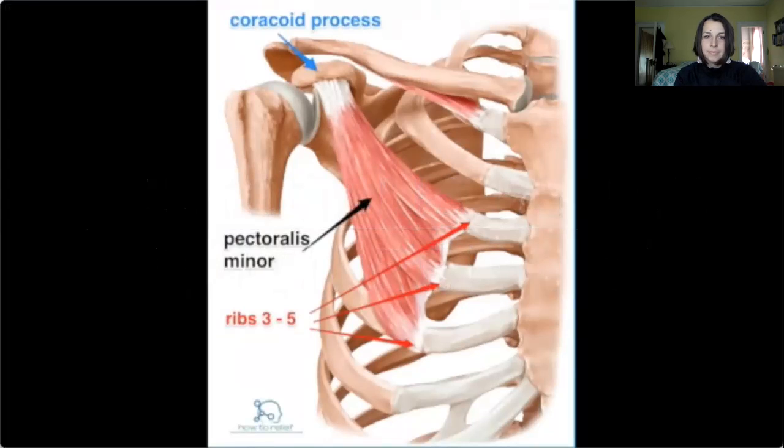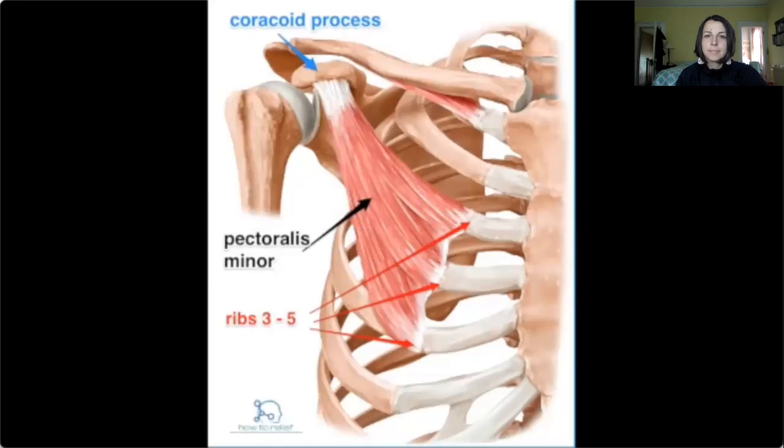So the anterior surface of ribs 3, 4, and 5, then it also extends up and inserts on the coracoid process of the scapula, but not the entire part. It is on the medial surface of the process, so it originates on the ribs and inserts on the medial aspect of the coracoid process of the scapula. The pectoralis minor is smaller than the pectoralis major, so it won't have as great an effect, but it still serves an important role.